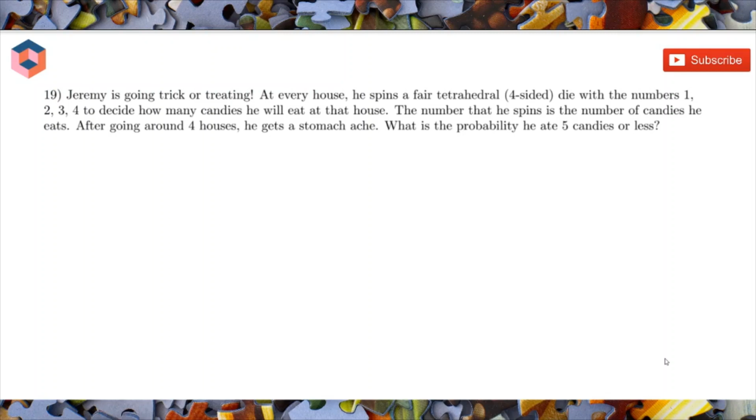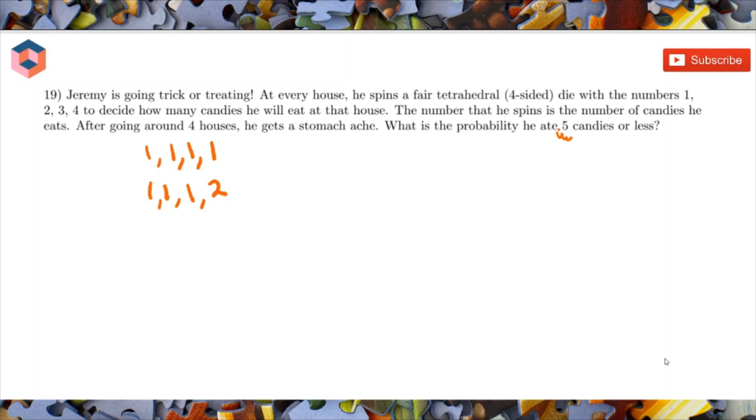Now this might look like a messy casework problem, but look at how small that number is. It's not like he can eat 0 candies at any house. He's gonna eat at least 1. So we can look at the possible cases. Well, he could eat 1 candy at each house. That would be 1, 1, 1, 1. That would give us 4 already. Maybe he could eat 2 candies at one house and 1 at the other houses. That would give us 5 candies.